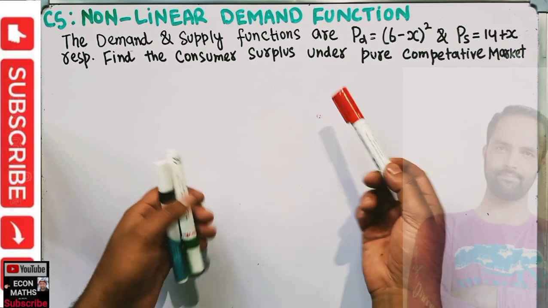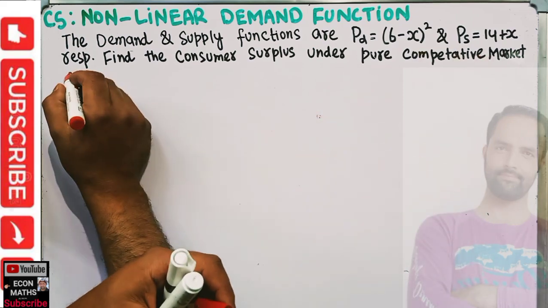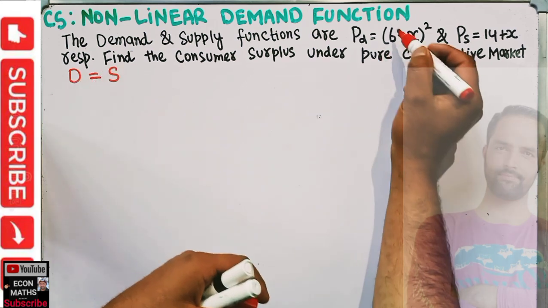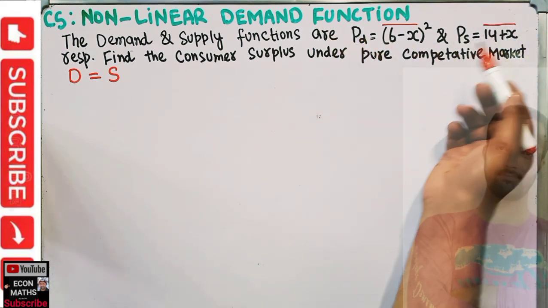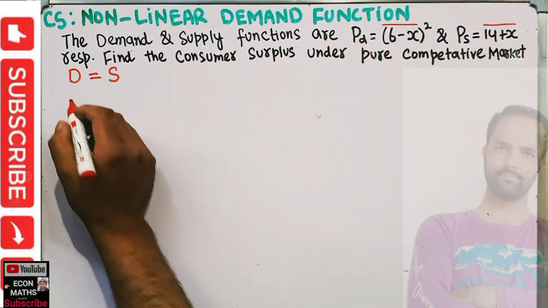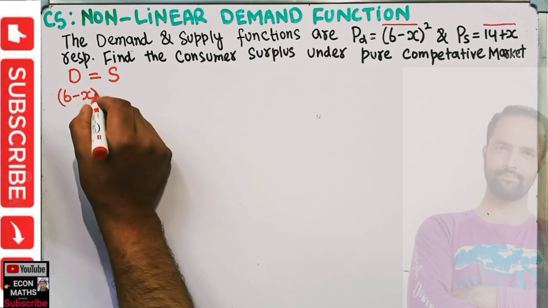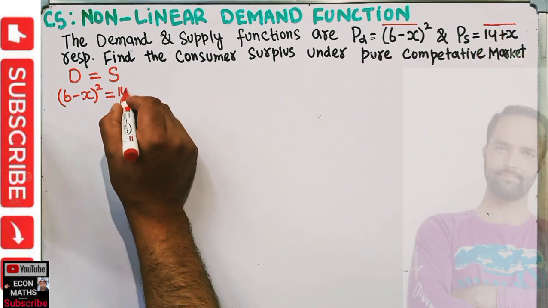Under perfect competition, what are the equilibrium conditions? We know that demand should be equal to supply. This is our demand function, this is our supply function. We equate demand and supply. That means (6 minus x) whole square should be equal to supply, which is 14 plus x.